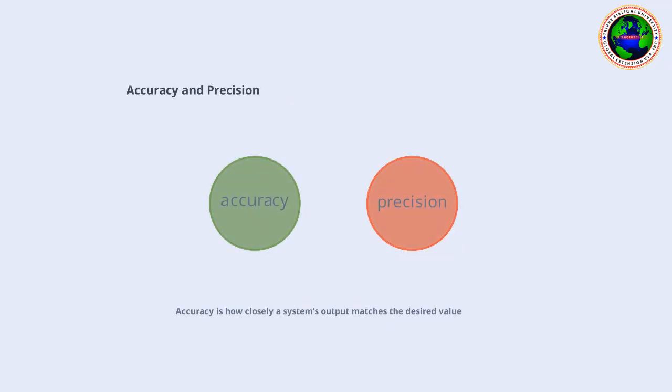Accuracy is how closely a system's output matches the desired value. Closed-loop systems excel in accuracy because they constantly correct errors. Precision, on the other hand, refers to the consistency of the output. Both are important, but feedback is especially critical for achieving high accuracy in dynamic environments.